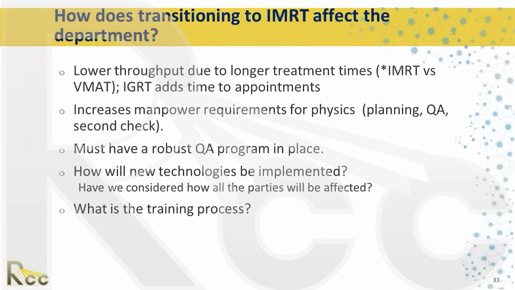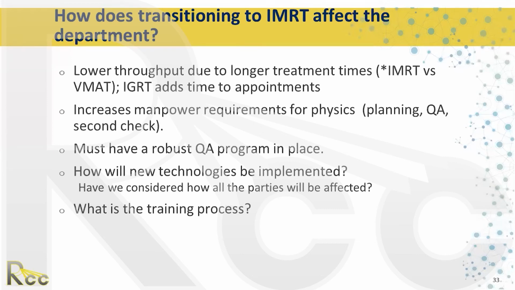IMRT can affect the department in many ways. The treatment times will become longer because a lot of times you are adding things like filming every day, cone beam CTs. Your precision is more important, so you're probably going to adjust the patient more often than you would if you didn't have IMRT. For physics, it's definitely more demanding. They have to do a lot more QA and second checks to make sure that the plan is going to deliver exactly how they planned. So you must have a robust QA program in place.